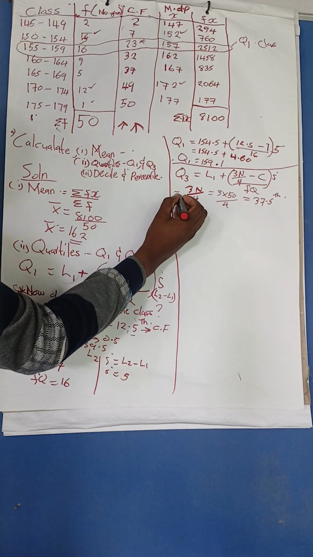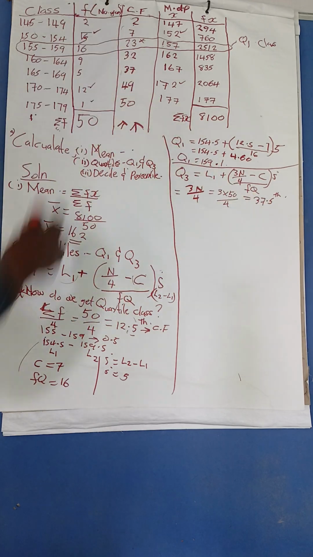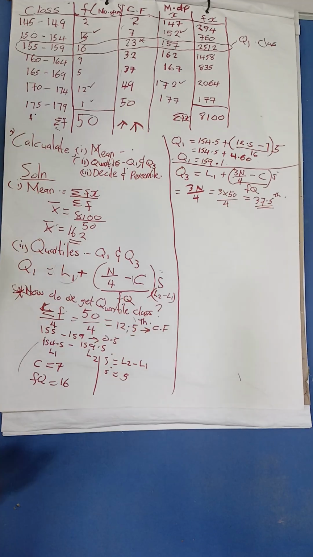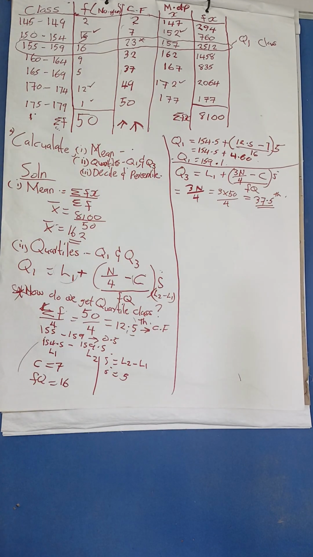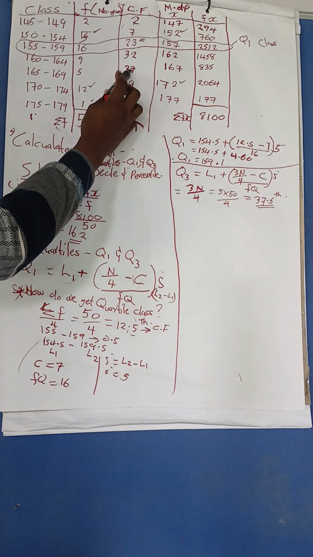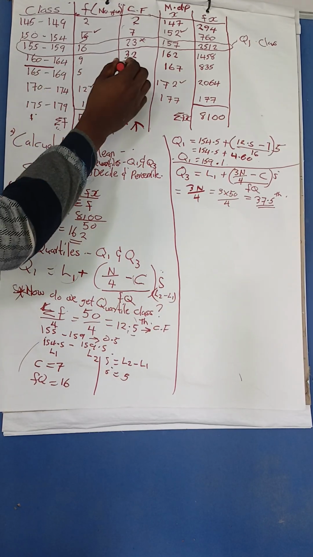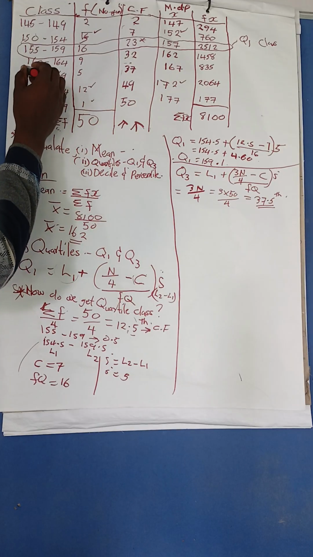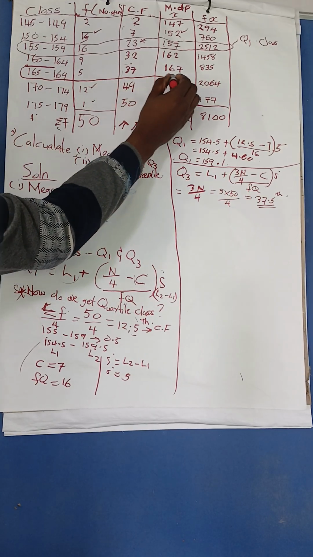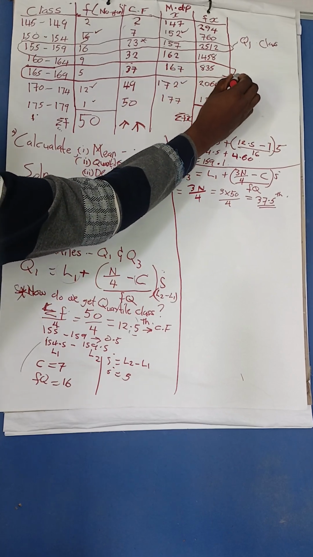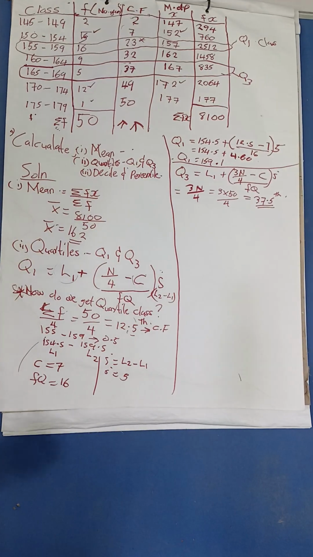This 37.5 is the one we are going with to the cumulative frequency column. And you ask yourself, in the cumulative frequency column, where can that 37.5 be accommodated first, immediately before anywhere else? I find that it will be accommodated here. So this becomes my class, the upper quartile class, Q3. Good. Just very easy that way.